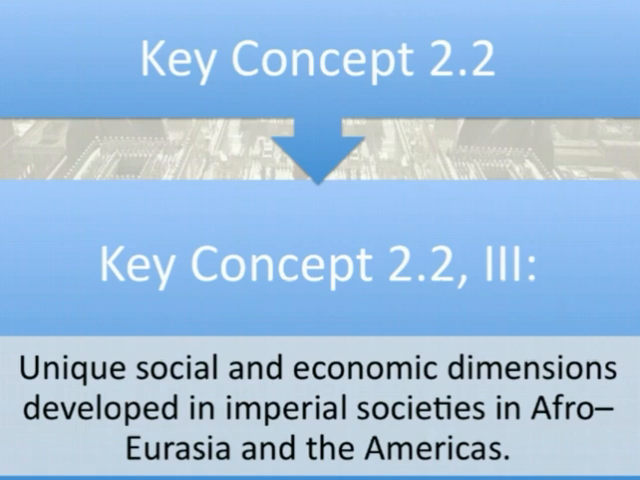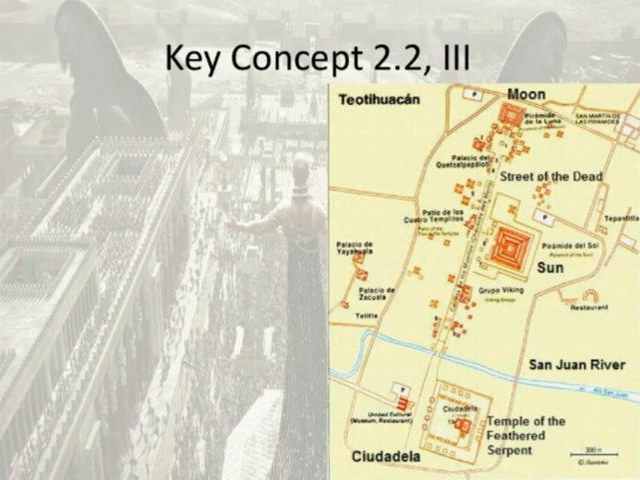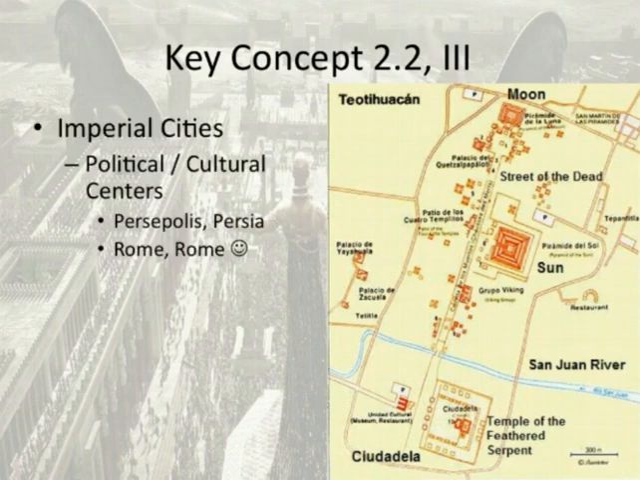So, imperial societies, one of the biggest things here is we're talking about cities. So cities served as political and cultural centers. Persepolis in Persia was one of those, a building project started by Darius and was one of the most impressive cities until, of course, Alexander the Dummy burns it down.